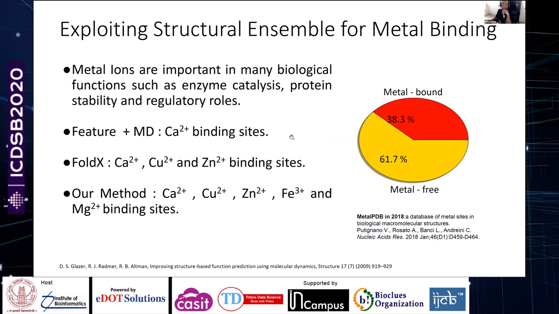The last one I will present is for a metal binding site prediction. When you have a metal binding site that is absent in a protein, you would want the metal binding site first to be deciphered before you can annotate function. So such kinds of methods that we have developed become very handy. Here are two examples. This feature plus is for calcium binding, and FoldX is commonly used for predicting calcium, copper, and zinc binding sites. So we have built a method for predicting these 5 binding sites.